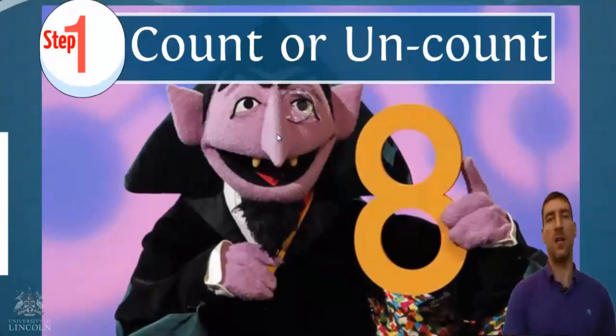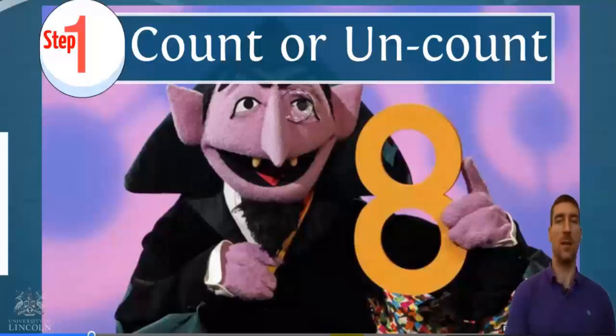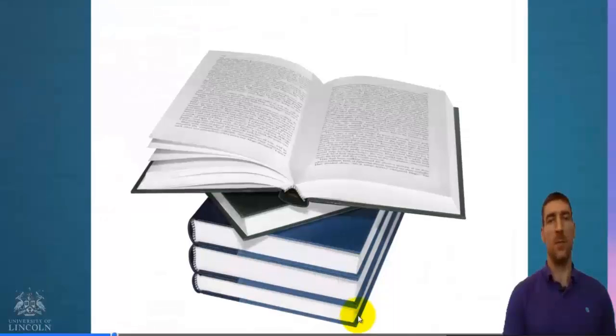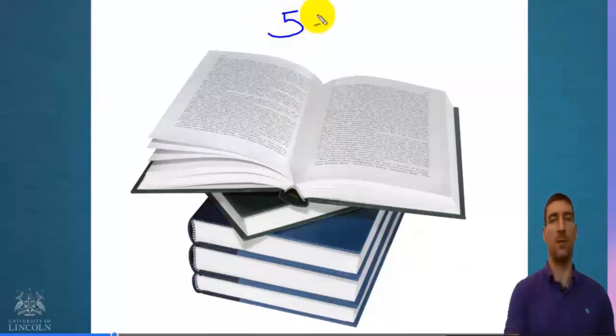One way we can help decide which article to use is to find out if the noun that the article is going in front of is countable or uncountable. And simply put, a countable noun is something that you can put a number in front of, that you can count, and an uncountable noun is something that you cannot count. So let's look at some examples of countable nouns first. Books. Nice and easy, we count 1, 2, 3, 4, 5, so we can put a number in front of it, 5 books. Therefore they are countable.